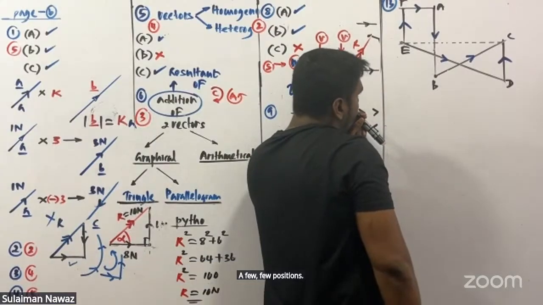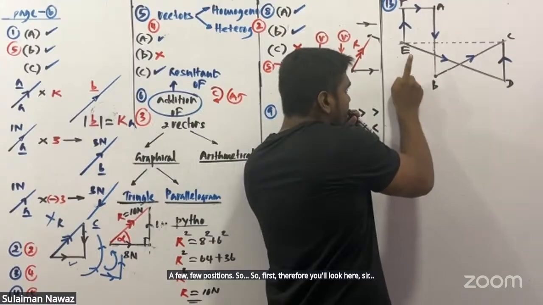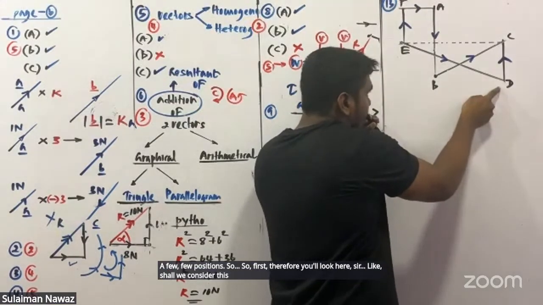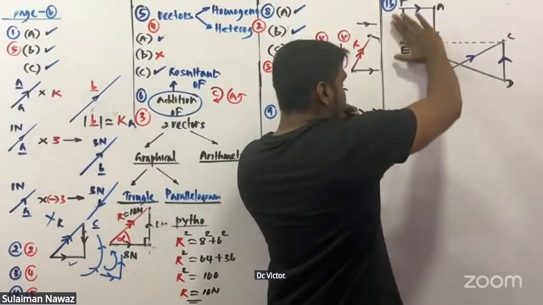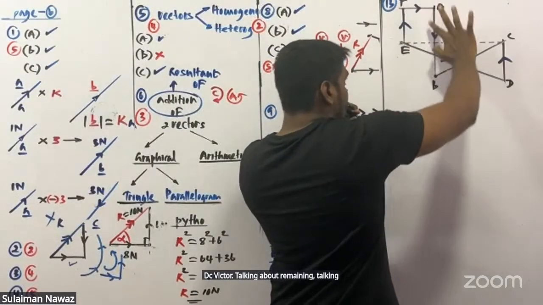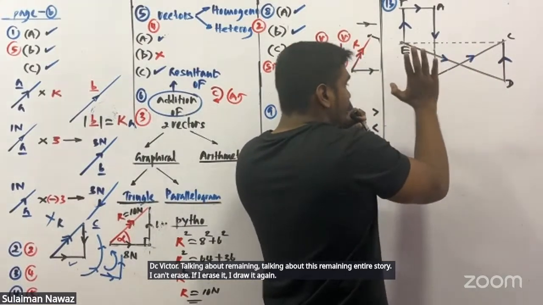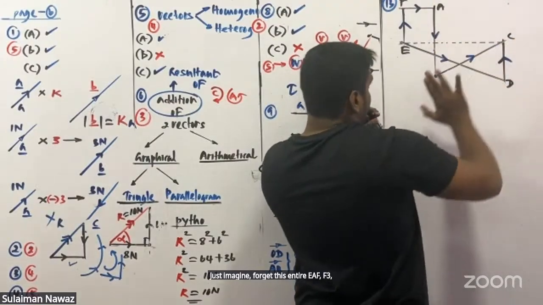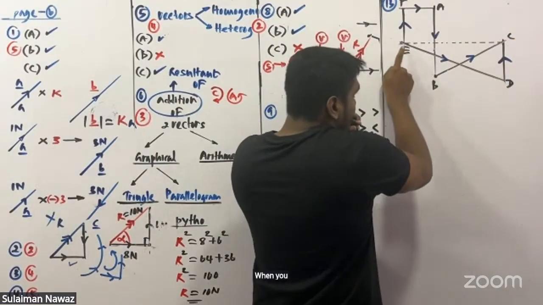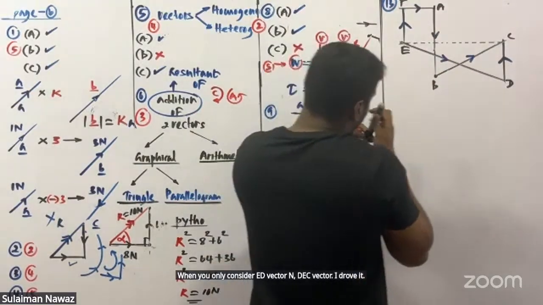Sir, first of all, look here. Shall we consider this ED vector and DC vector? Forget about the remaining, forget about this entire story. I can't erase it, because if I erase it, I have to draw it again. Just imagine, forget this entire EF, FA, AB, BC. When you only consider the ED vector and DC vector, I draw it. Look here.